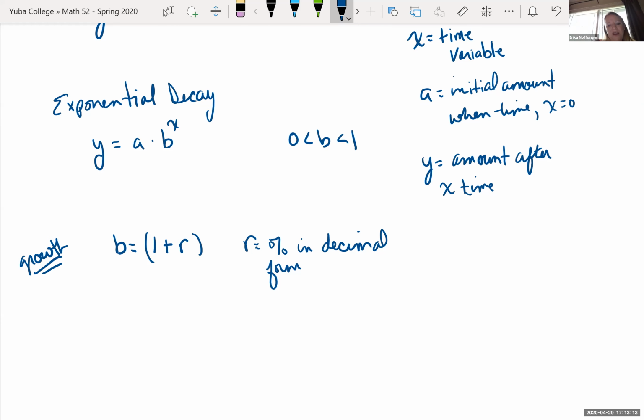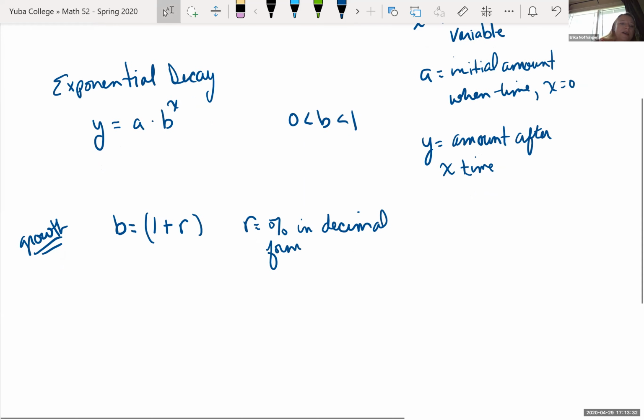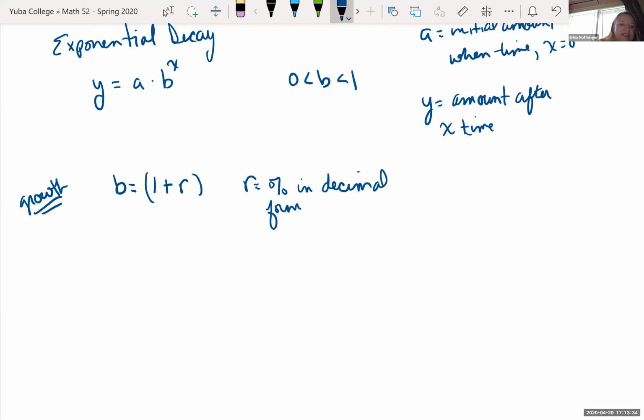So if something was growing 25% every day, then we would have 1 plus 0.25, r would be 0.25, which makes sense. You're looking at something growing over 100% a day, and that's where the 1 is there. If it's a decay though, then it's less than 100% that you're getting back of the amount before. And so for decay, we're going to have 1 minus r. Again, r is in decimal form.